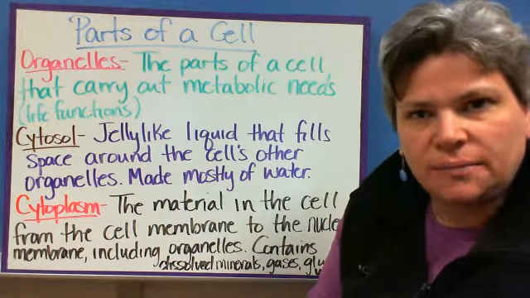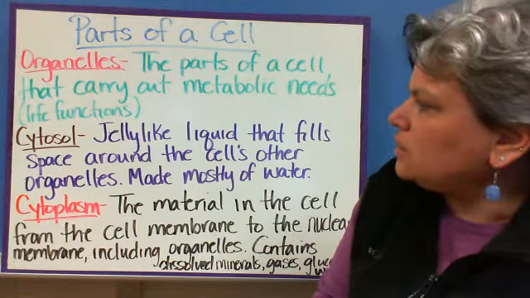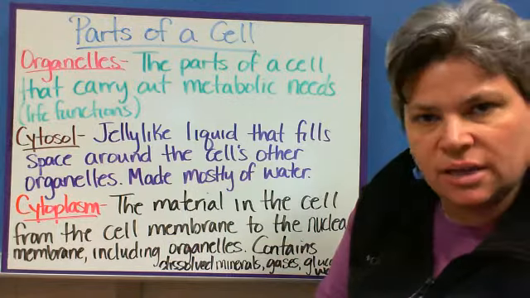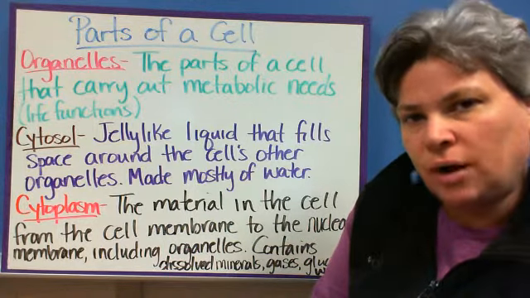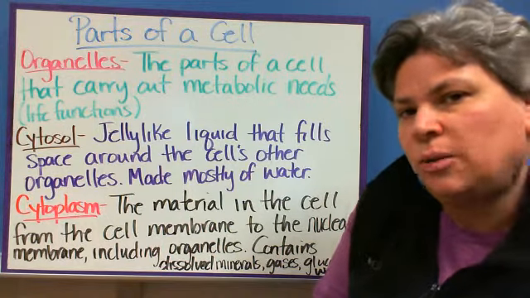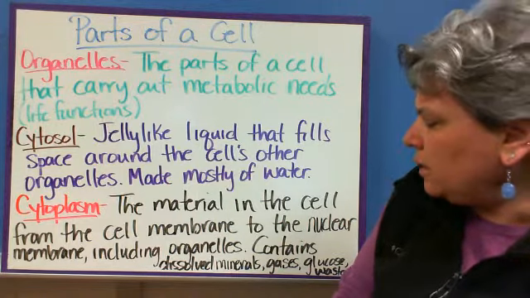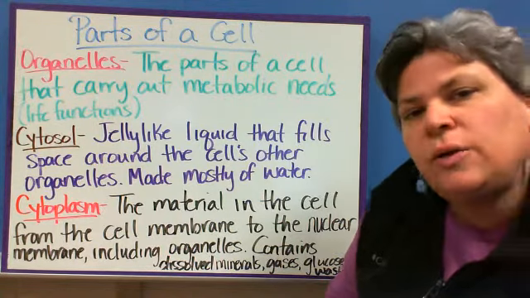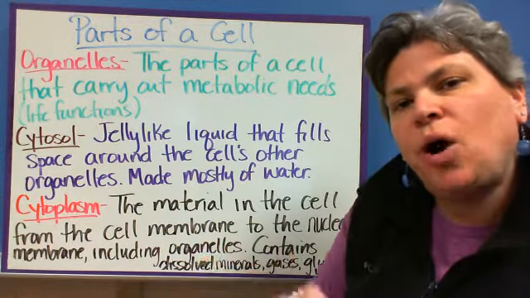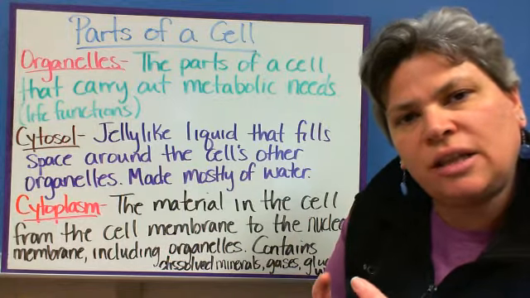the life functions. The first one we're going to look at is the cytosol. The cytosol is the jelly-like liquid that fills space around the cell's other organelles. It is made up mostly of water. And to follow up right behind that, we have the cytoplasm, which is the material in the cell from the cell membrane to the nuclear membrane, including all of the organelles. So the cytosol is part of the cytoplasm. The cytosol is just that jelly-like liquid.